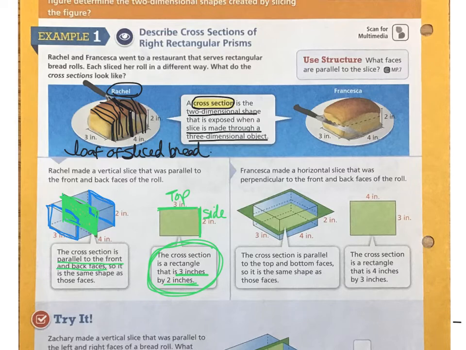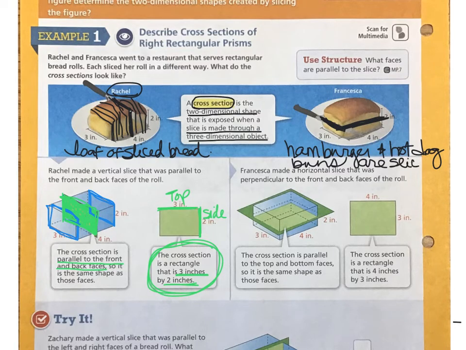Then we have Francesca. Francesca selected to cut her bread horizontally, and that makes it perpendicular to the front and the back face. In other words, she sliced it through the middle of the roll, through the sides. She did not cut through the top and the bottom. This is similar to how you see hamburger buns sliced and hot dog buns. Okay, they are sliced in this manner.